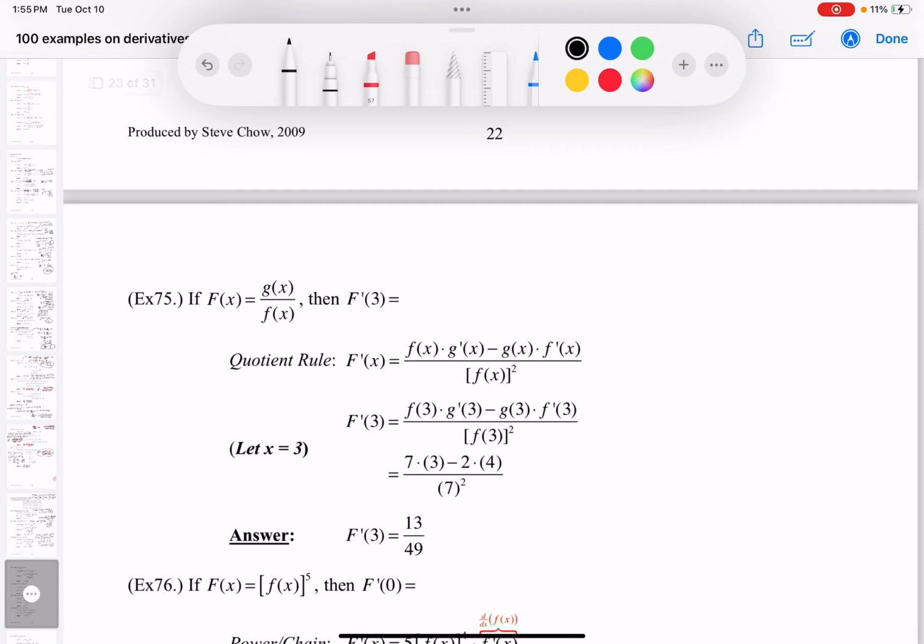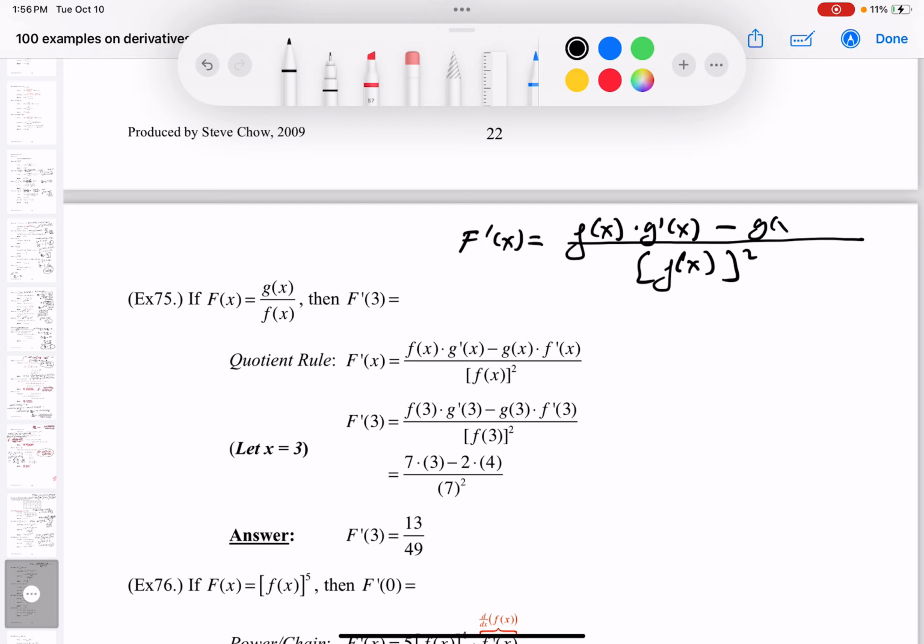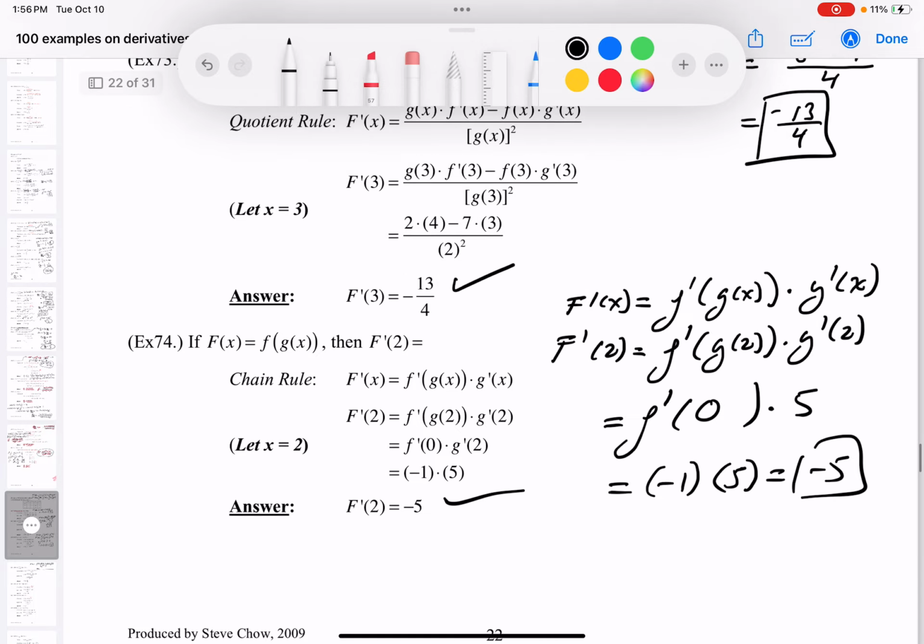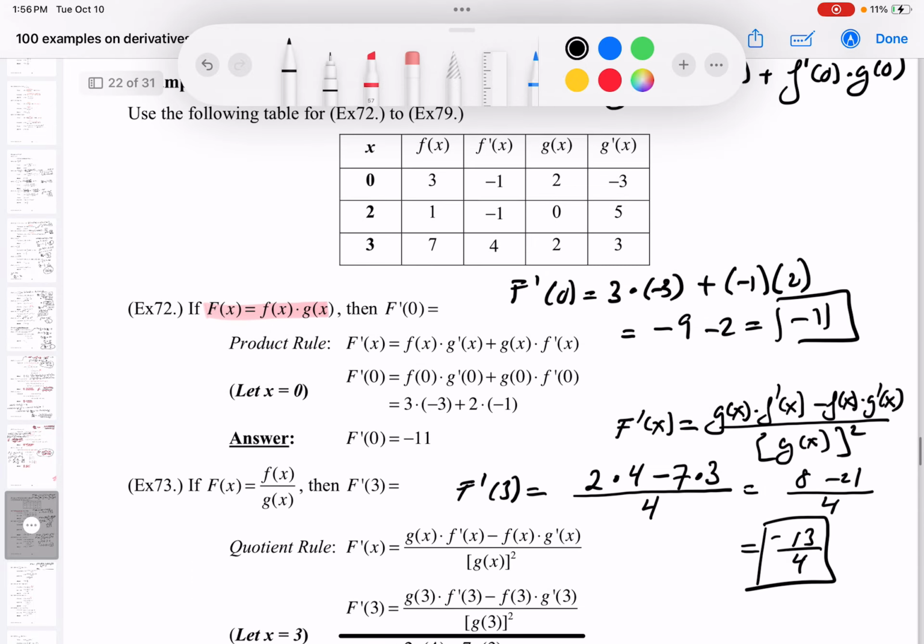And again, I keep looking back at that table, by the way, but this is going to be f prime of x. It's a quotient. And it's going to be f of x squared, f of x times g prime of x minus g of x times f prime of x. Again, it's tedious, but let's take a look at this thing. And we need the f prime of 3, right? So do I know what f of 3 is? Let's go back up here. F of 3 is 7.